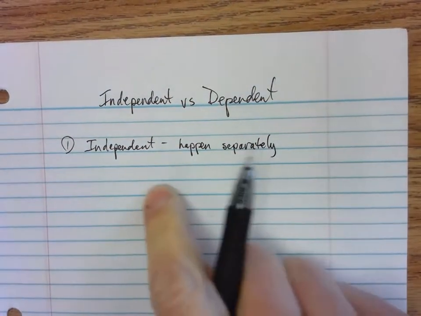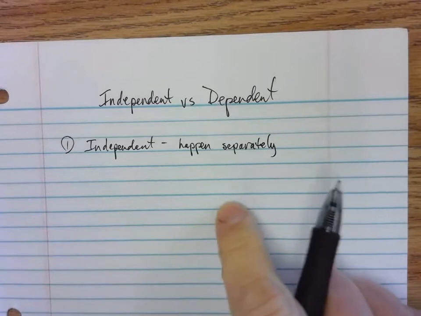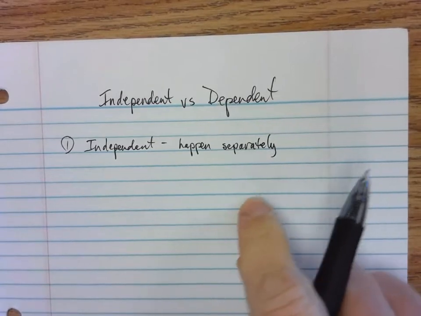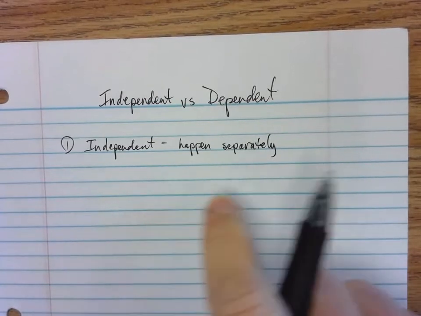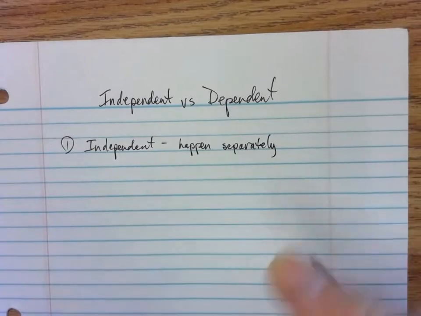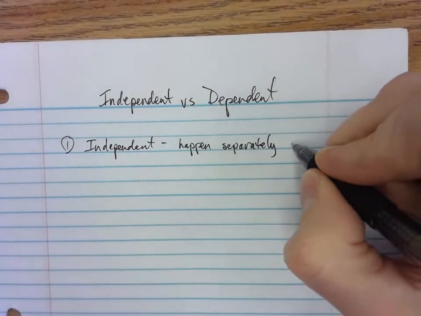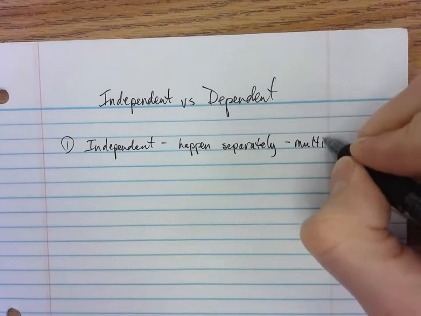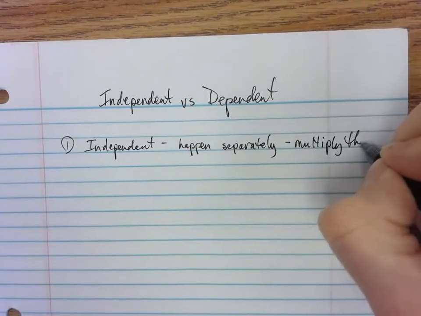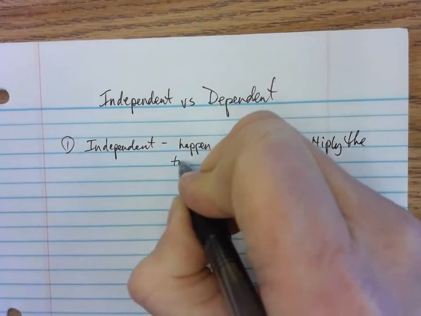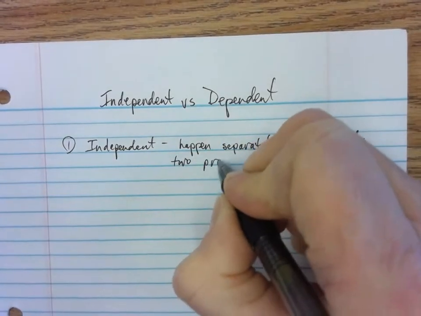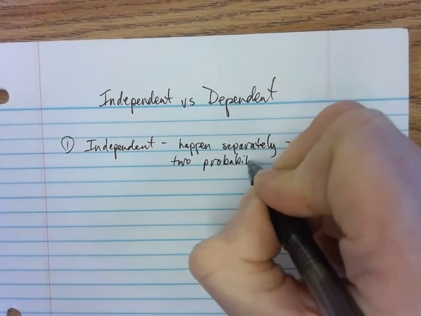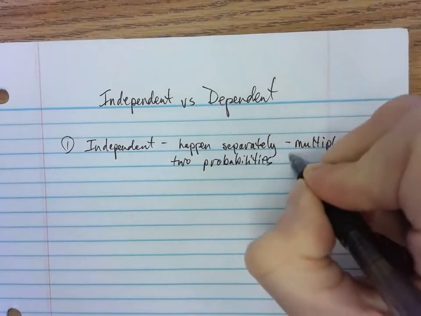So you're going to have something that happens maybe over here on this spinner and something that happens over here on this dice, or number cube, and those events are going to happen separately, and they don't really have anything to do with each other. But you're still going to have to multiply those together. So you're going to multiply the two probabilities together.